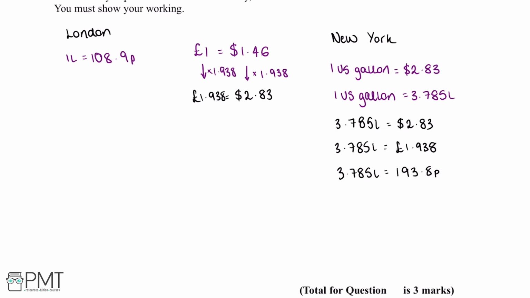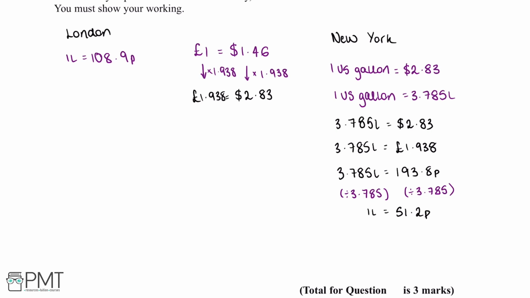So in order to work out the price per litre in New York, we're going to want to divide both the amount of litres and the price by 3.785. And 3.785 divided by 3.785 gives us 1 litre. And then 193.8 divided by 3.785 gives us 51.2. So what we can see, in London, 1 litre of petrol costs 108.9 pence, and in New York, 1 litre of petrol costs 51.2 pence. Therefore, the prices in New York are cheaper.